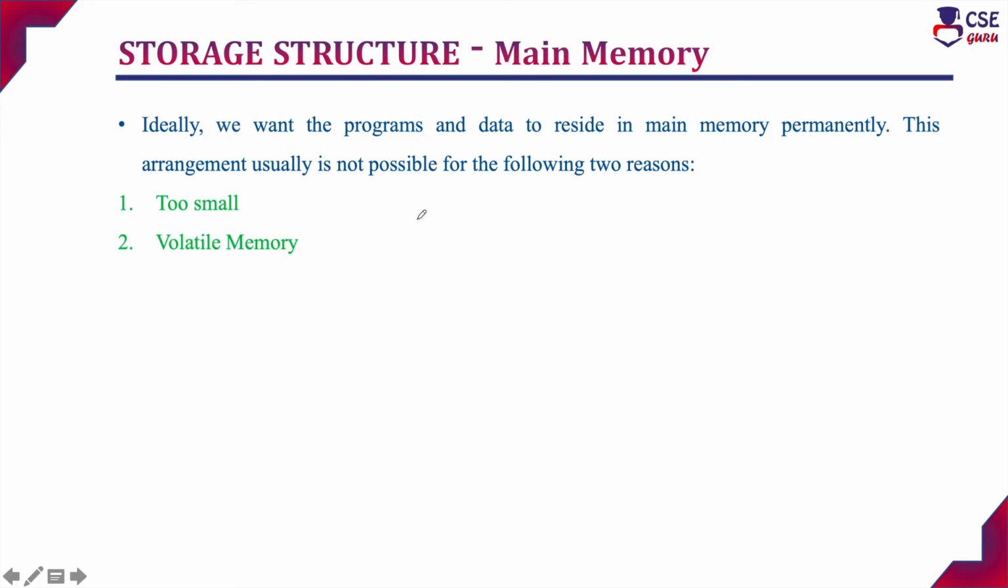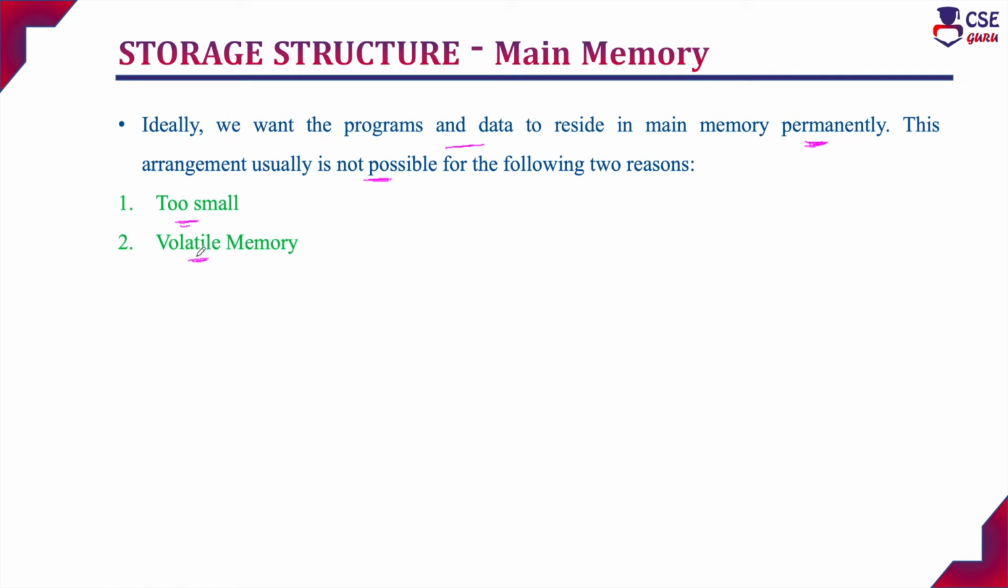So we may think, why not store all the data and instructions in the main memory permanently? But that is not possible, for two reasons. The main memory is too small to accommodate all the data and instructions of whatever programs the CPU executes. And also it is volatile in nature.